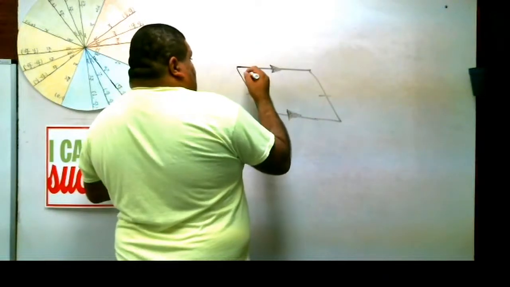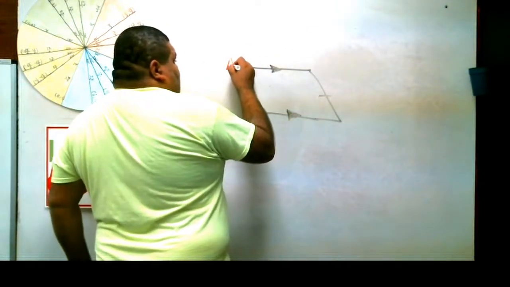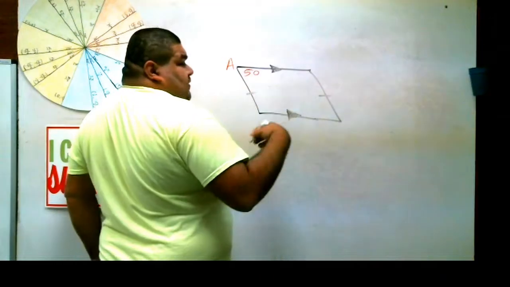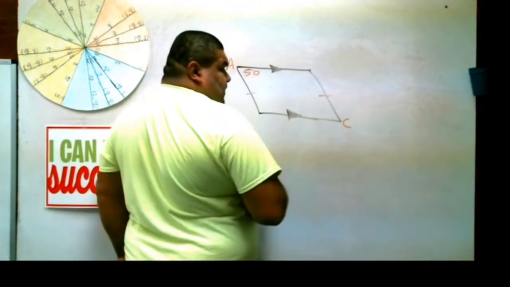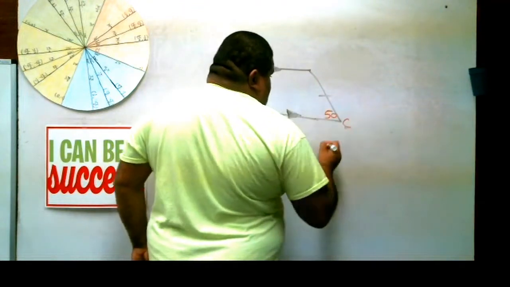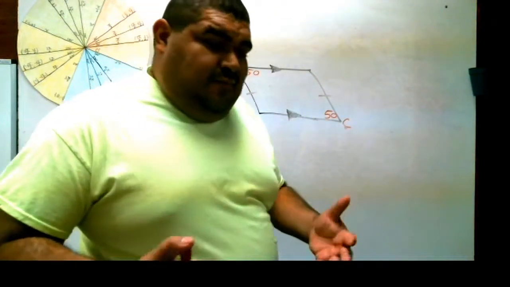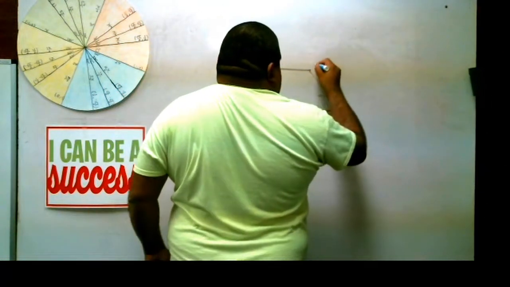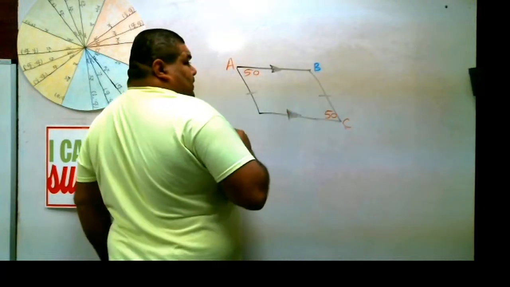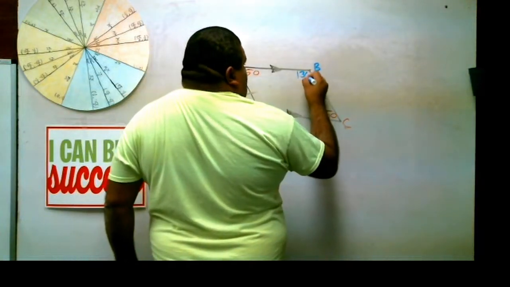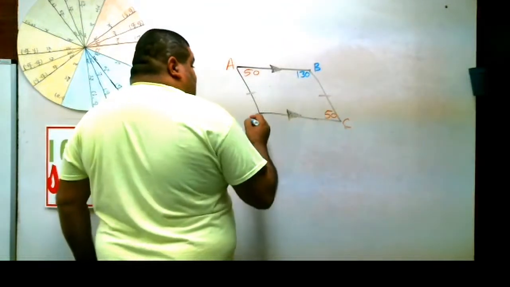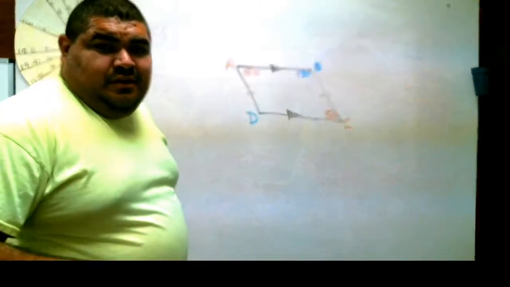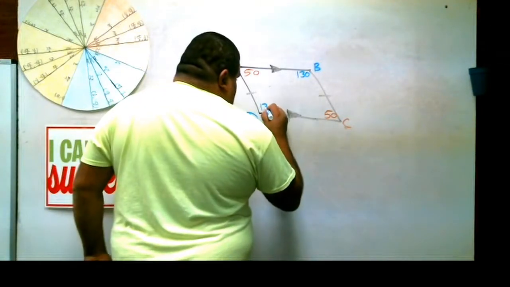Okay? So if side A would be 50 degrees, therefore side C will also be 50 degrees. Okay? If side B was 130 degrees, then side D should also be 130 degrees. Okay?